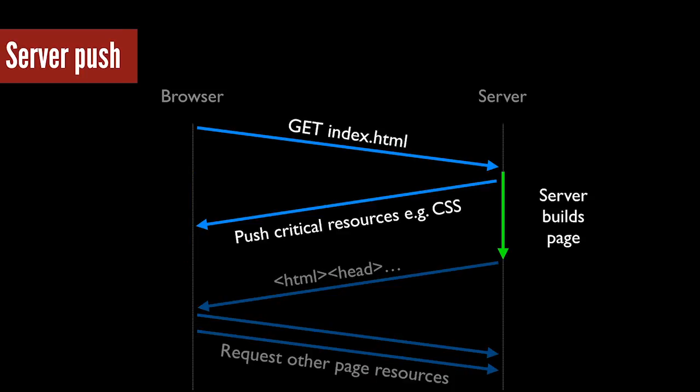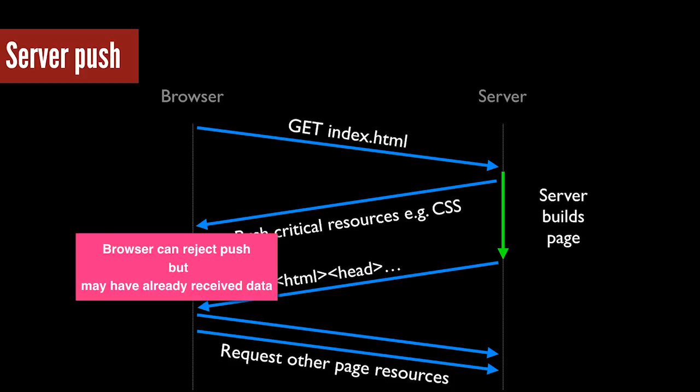And what we can do with H2 is decide to push the critical resources. As a server, I know you're going to need this CSS, so I'll push it out to you before we've even finished building the page. Then we'll send the remains of the page out, and the browser will start to parse it and use it. The browser can actually reject the push if it's already got the resource or doesn't want it. That's the theory. In practice, it ends up at the browser probably before the browser realizes it wants to cancel it. But it's just a way of short-circuiting the time we take to build the page.